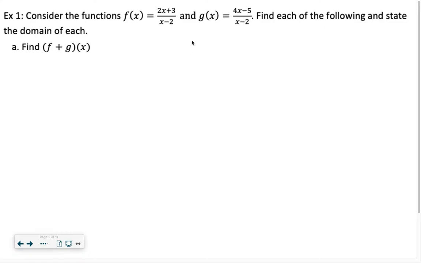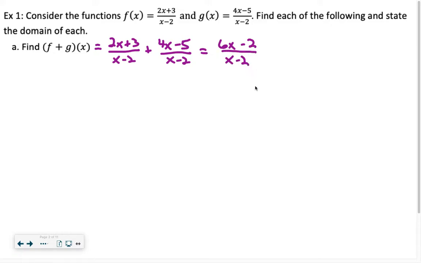All right. So whenever we are adding rational functions, the big thing is we need common denominators. Right? These are just fractions. So I need common denominators when I'm adding fractions together. In this case, I already have that. So all I do then is add the numerators together. So all I'm doing is combining like terms. 2x plus 4x would be 6x, and 3 plus -5 would be -2, and the denominator stays the same.